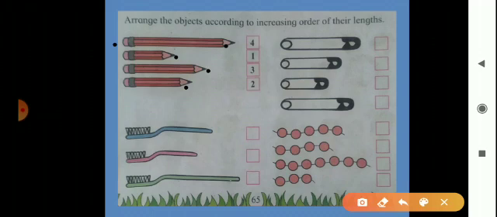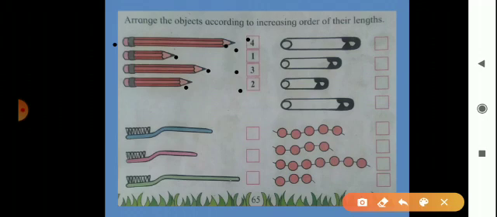So which is shorter? This is number 1. So we'll give the number 1. Then remaining 3 pencils, out of them which is shorter, then give 2 number. Then again remaining 2 pencils. So which is shorter out of 2, then here is 3. And which is long, it's 4th. Okay. So we will also solve these examples.